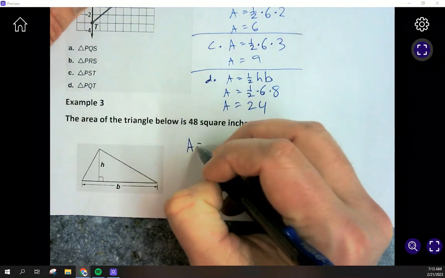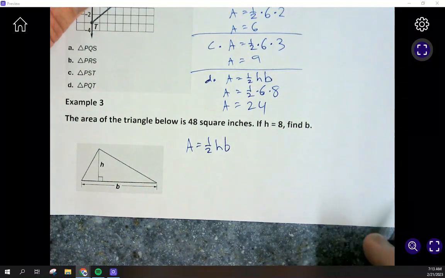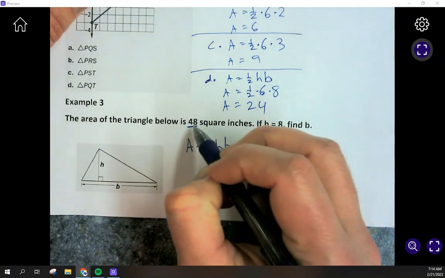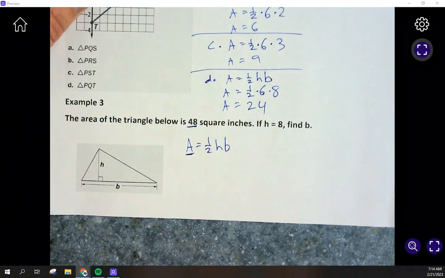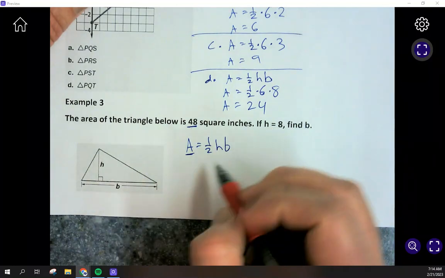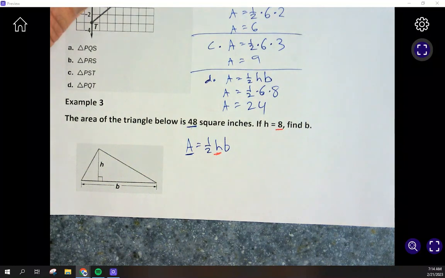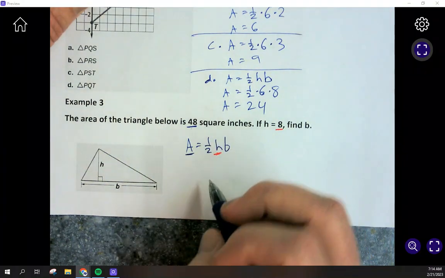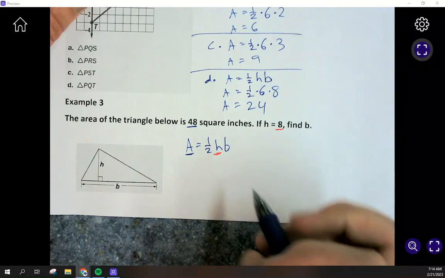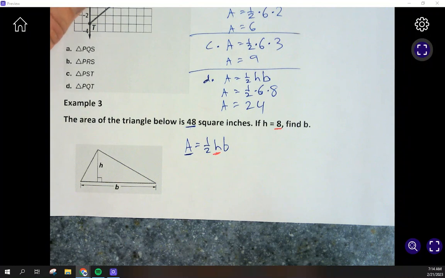So first of all, we're still using this formula 1/2 height times base or base times height. Either one is fine. They tell you that the area of this triangle is 48. So 48 is going in right there. That's the area. And if the height is 8, we're going to find B. So you could sit there and kind of think about it in your head. A lot of you are really good at reasoning through that. But let's do it algebraically by plugging into the formula and showing our work.